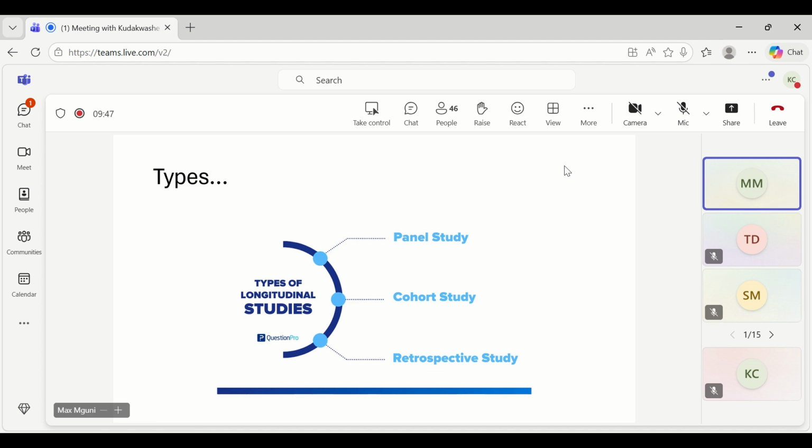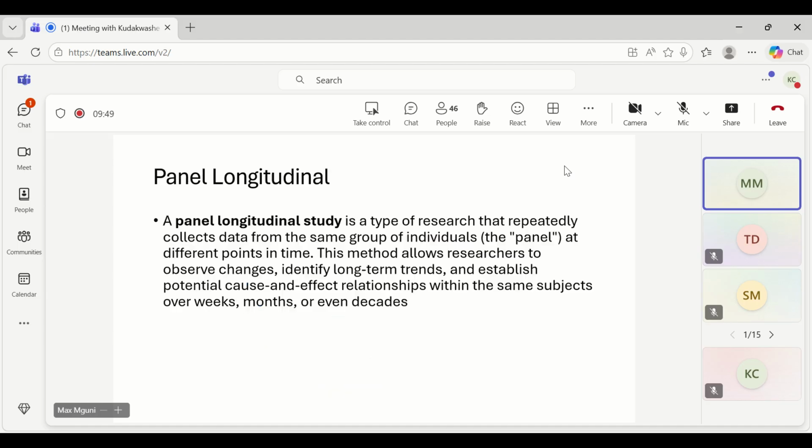That becomes a prospective. So a panel longitudinal study is a type of study that repeatedly collects data from the same group of individuals, the panel. So that's the word panel longitudinal. So the individuals are called the panel. At different points in time, this method allows researchers to observe changes, identify long-term trends, and establish potential cause and effect relationships within the same subjects over weeks, months, or even decades.